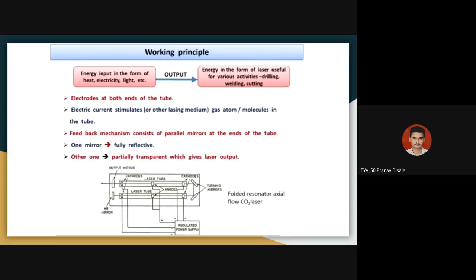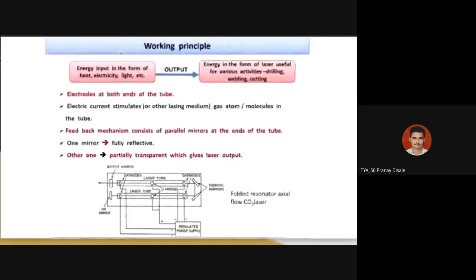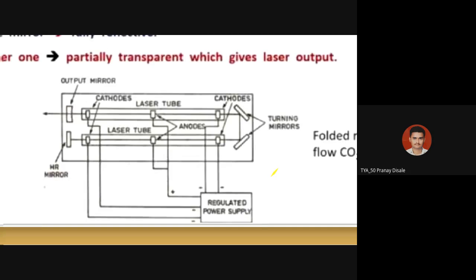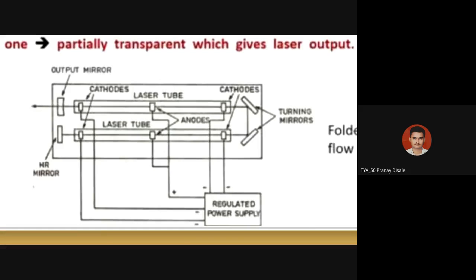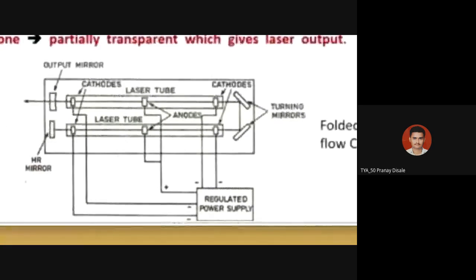So electrodes are actually used at both ends of your tube. Now you can see this diagram. Electrodes are used at both ends of your tube. Here you can see this is a laser. Sorry, this is a gas laser. This is a CO2 gas laser. Here you can see this is a cathode.